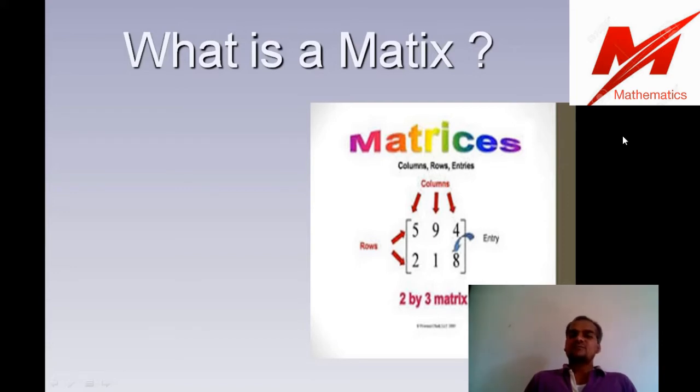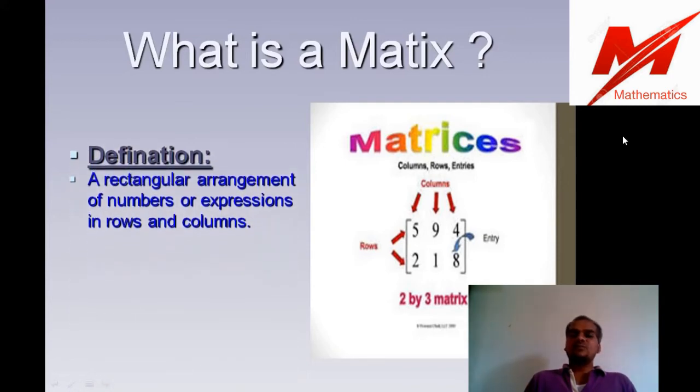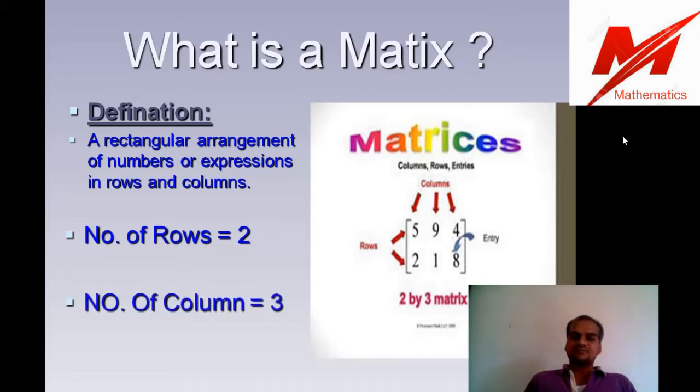So what do we mean by matrix now? What is the definition of matrix? Let's see. A rectangular arrangement of numbers or expressions in rows and columns is called a matrix. In this matrix we have three columns and two rows. So the number of rows here is 2 and the number of columns here is 3.